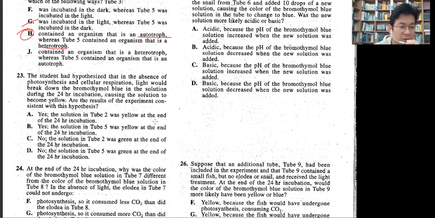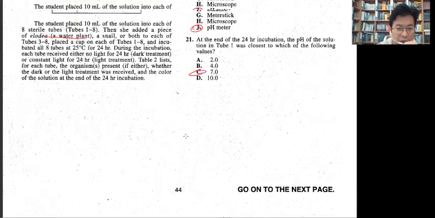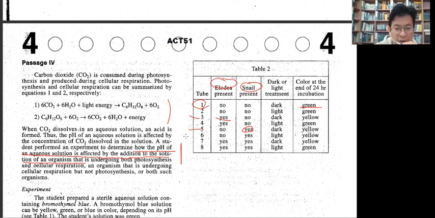Okay, 23. The student had hypothesized that in absence of photosynthesis and cellular respiration, light would break down the bromothymol blue in the solution during the 24-hour incubation, causing the solution to become yellow. The result explained. Whatever the tubes, dark or light, the result we see is yellow, yellow, yellow, yellow.